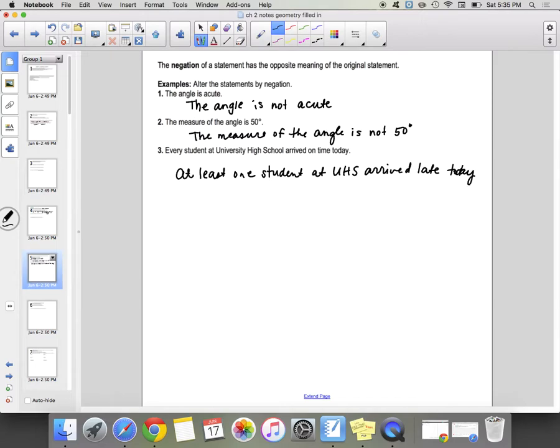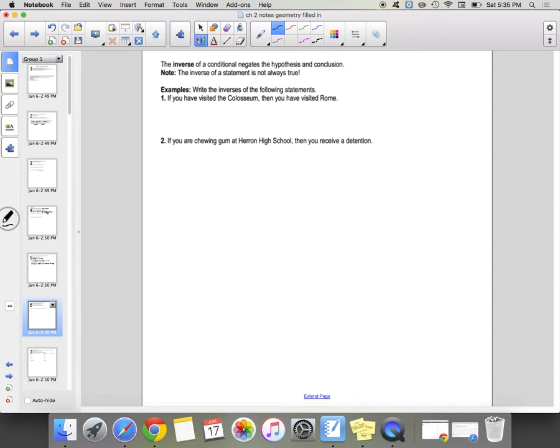Okay. So the next one. It says the inverse of a conditional statement negates the hypothesis and conclusion. So we're going to do the not for the if part and the then part. Okay, so inverse, I always write as inverse because we negate things.